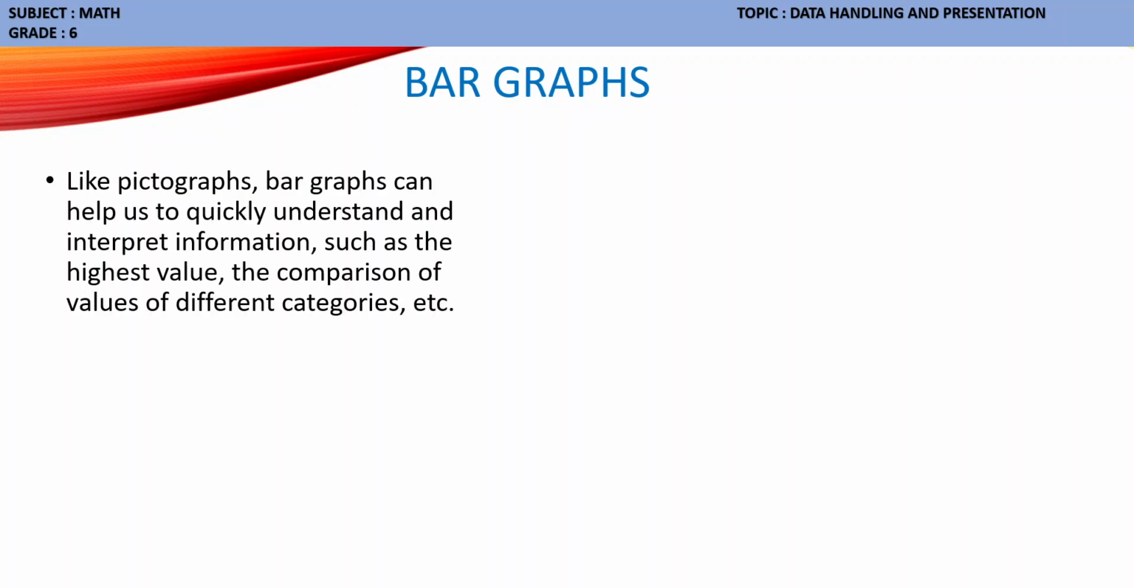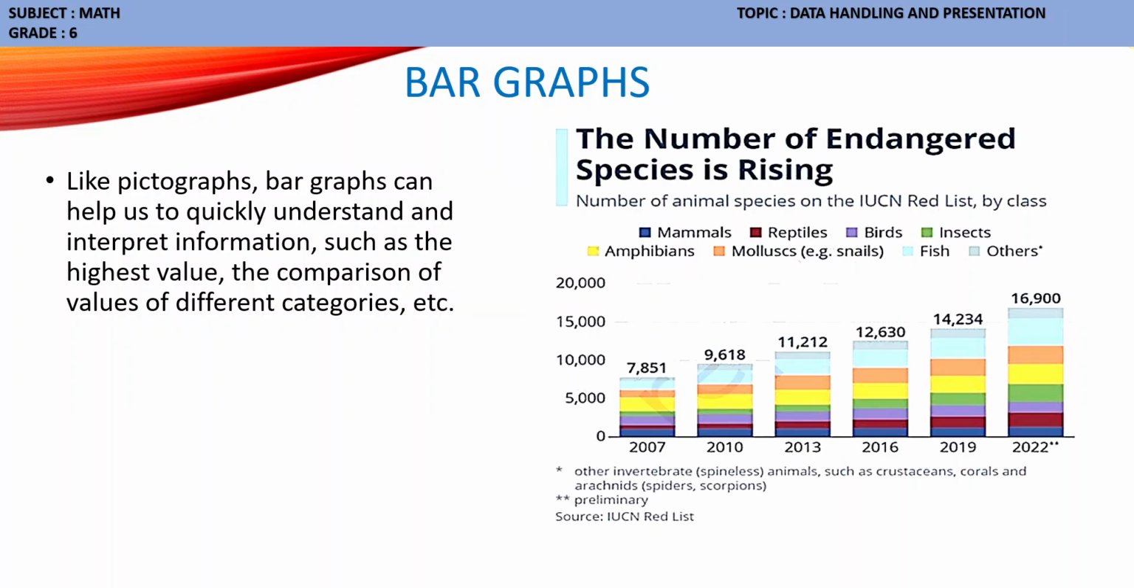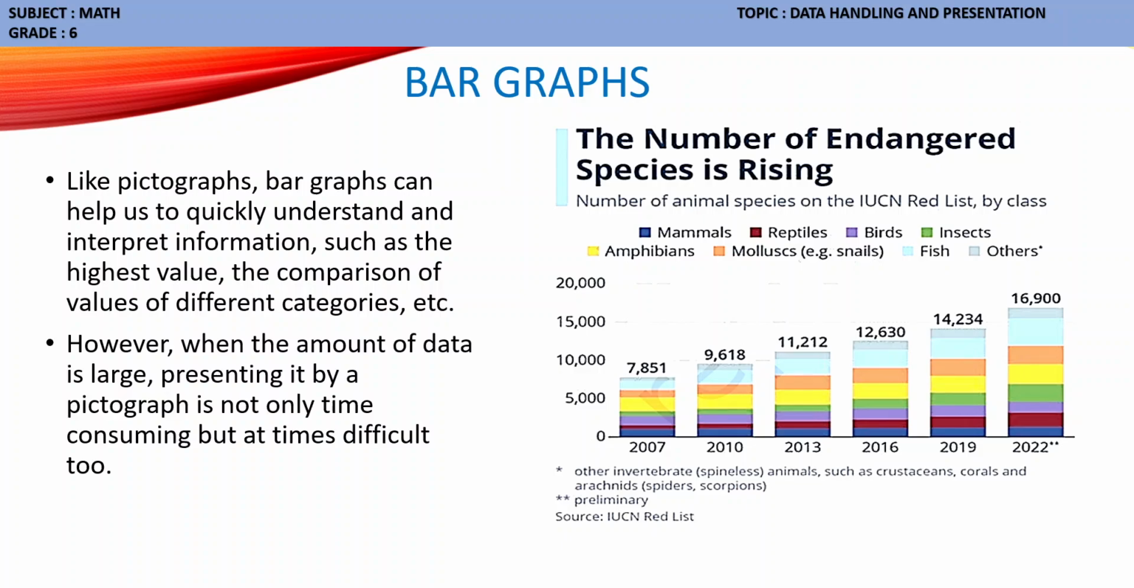Bar graphs. Like pictographs, bar graphs can help us to quickly understand and interpret information such as the highest value, the comparison of values of different categories, etc. Have you ever seen these kinds of graphs in your newspaper or on TV? For example, here the number of endangered species is rising. This is an example of a bar graph. However, when the amount of data is large, presenting it by pictograph is not only time consuming but at times difficult too. That's why we are learning the concept of the bar graph.